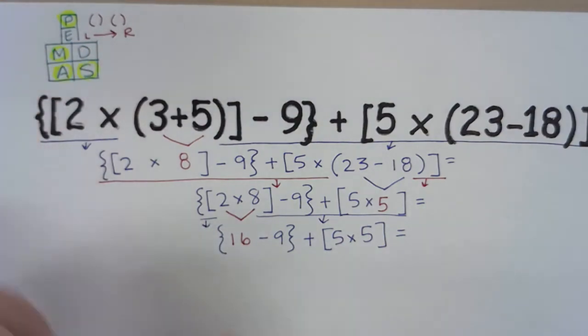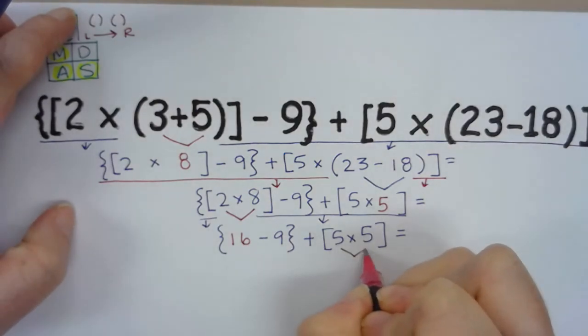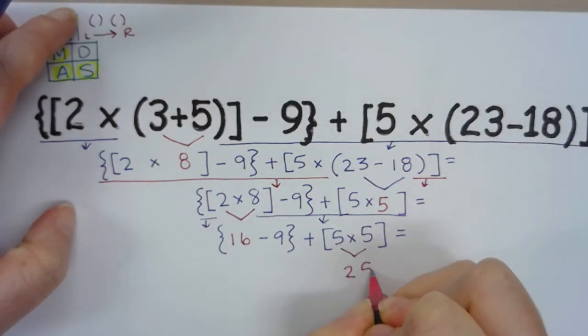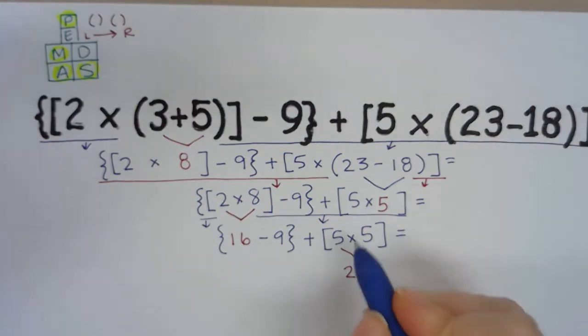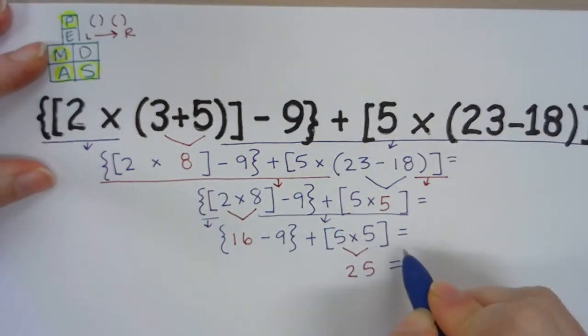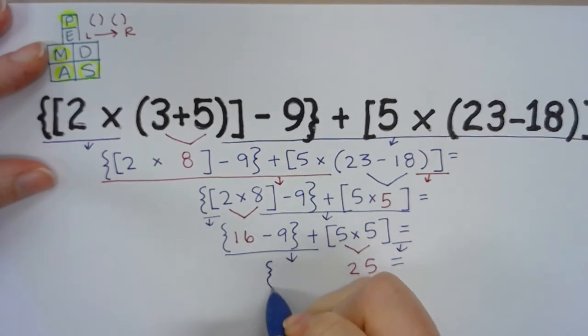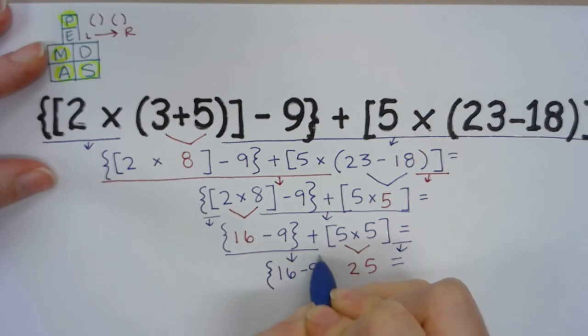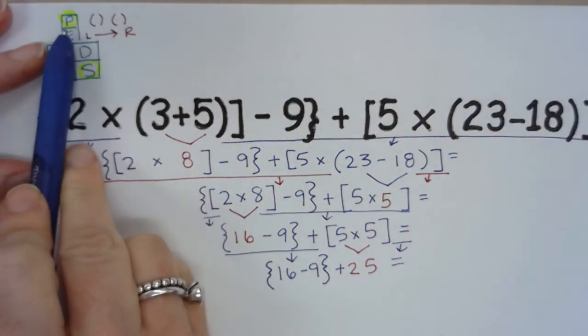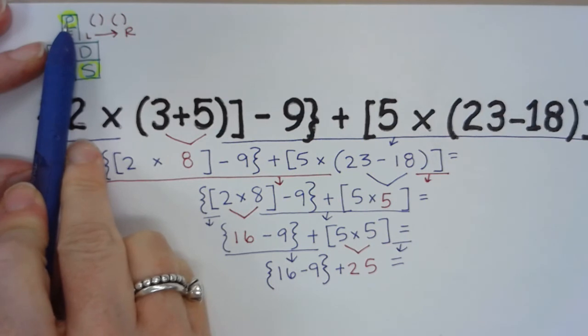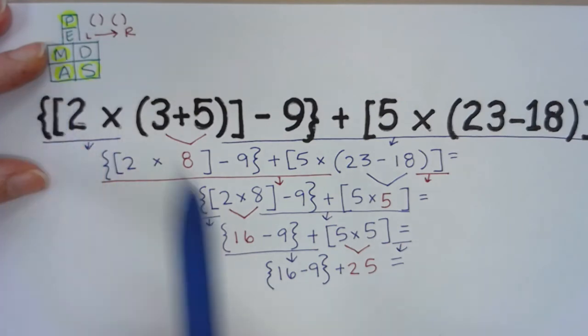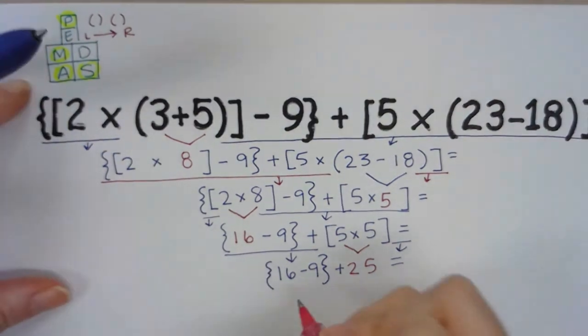I'm still within the brackets. 5 times 5 gives me 25. Now, I've solved everything within this bracket, so I can make that bracket disappear. I can bring down my braces as well as my addition symbol. I'm still, even now, still within that P parentheses step because I've not left just working with grouping symbols.